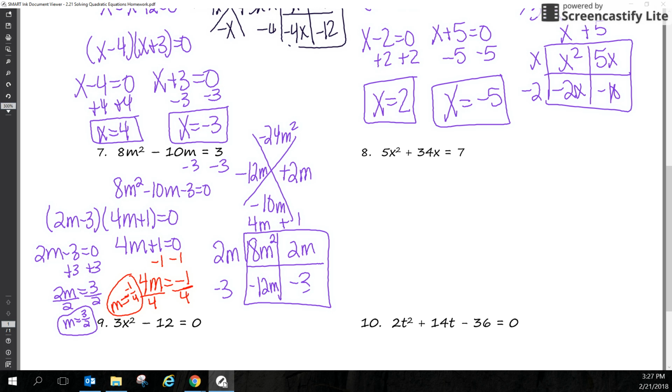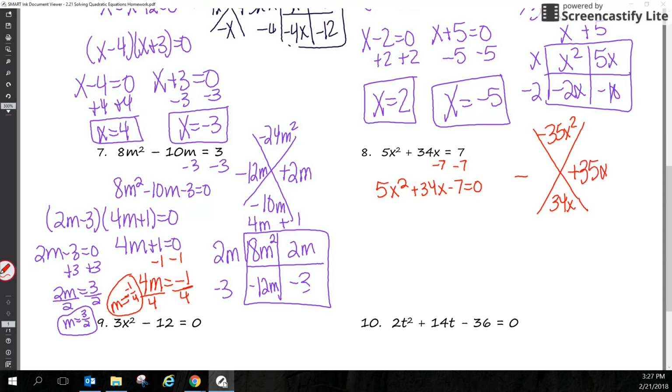All right, same process for number 8. Again, it's not set equal to 0 first, so we're going to subtract 7 from both sides. We get 5x squared plus 34x minus 7 is equal to 0. So I've got negative 7 times 5, that's negative 35x squared, and positive 34x on the bottom. Since we're negative on top, it's subtraction. Two numbers that multiply to 35 and subtract to 34 would be 35 and 1. Since 34 is positive, I want my bigger number to be positive. My smaller number, which is 1, is going to be negative.